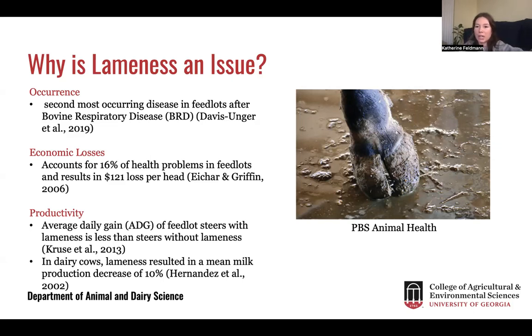And of course, when an animal goes lame, they're not able to access feed and water as they normally would. So we're going to see productivity issues. Some studies looking at average daily gain, feedlot steers that were afflicted with lameness gained less than steers that did not. This is also a huge issue in the dairy industry, where dairy cows that have lameness often have a mean milk production decrease of 10%. So that's pretty significant.